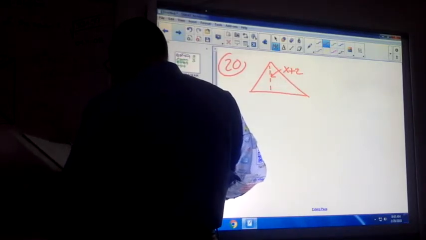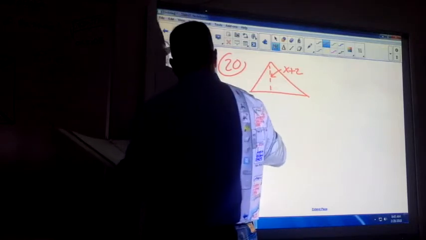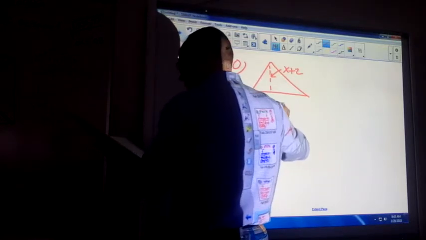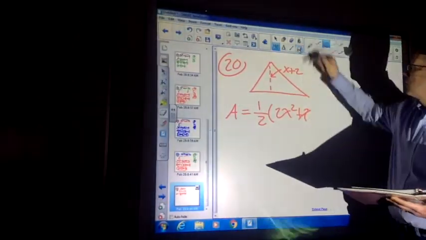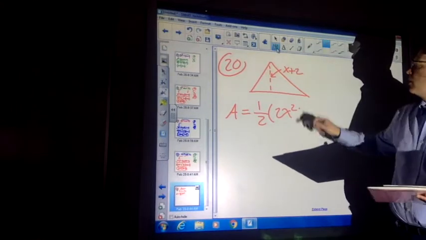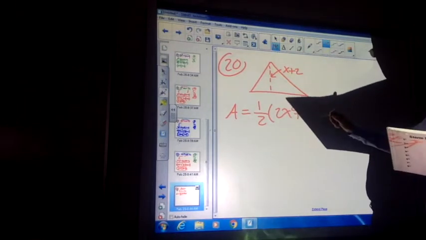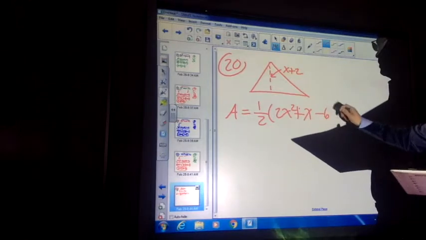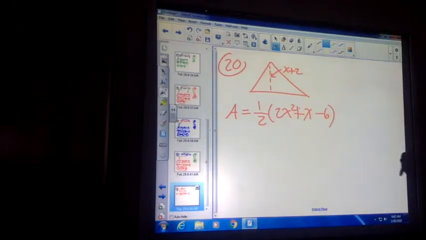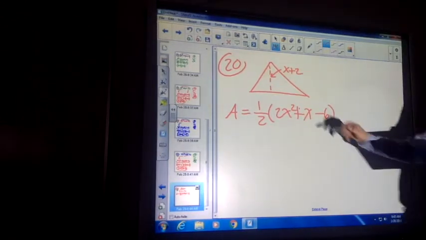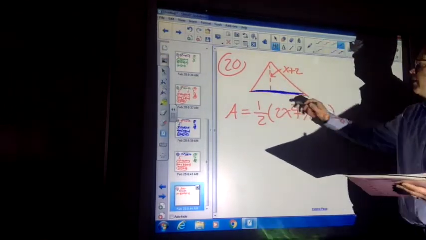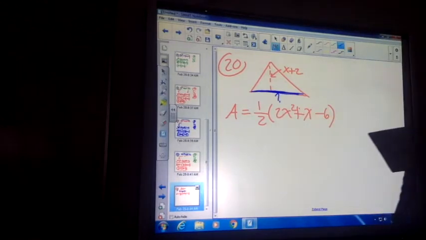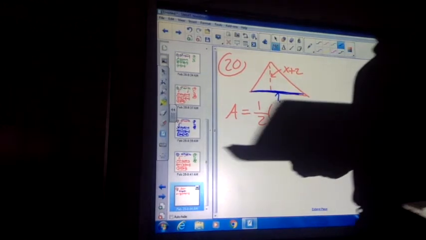And they tell us that the area of this triangle happens to be 1/2 (2x squared plus x minus 6). They tell you the height is x plus 2. Oh, and then we're trying to figure out what the base is. This is the base. Okay? And then find the area of x equals 8.